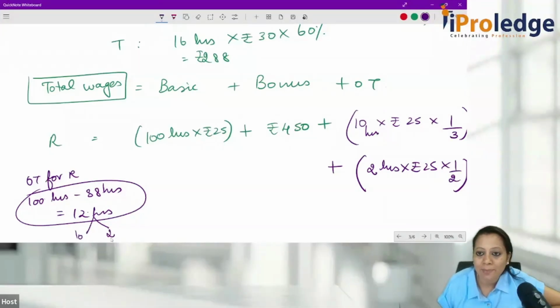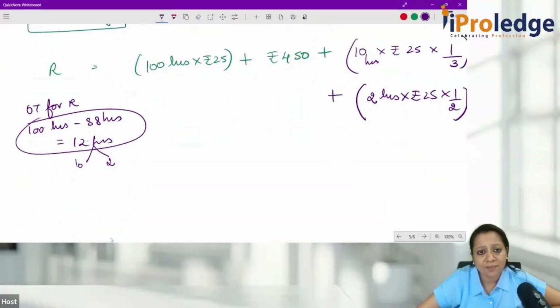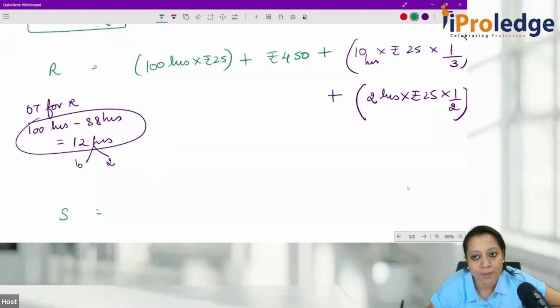Understood everyone? Great. So now we will proceed. Please write it in different coloring or whatever it is. Please make some importance there because with one small mistake, people are taking time saved there. Right. So next is S. Again, basic wages plus bonus plus overtime.